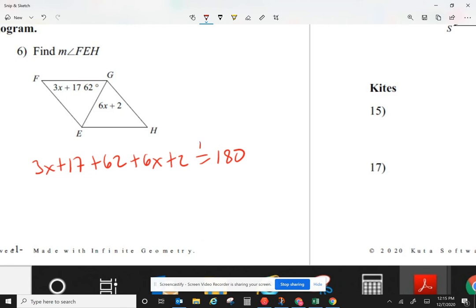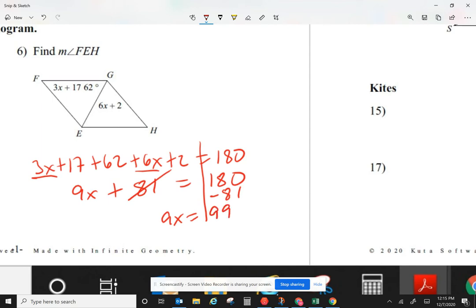All right, let me solve for x. I'm going to condense the left side. 3x plus 6x, that's 9x. 17 plus 62 plus 2, that's 81. And this is equal to 180. So I have 9x plus 81 equals 180. All right, the 81, let me move it over as a minus 81. So I have 9x equals 180 minus 81, that's 99. Let me divide by 9, x equals 11.